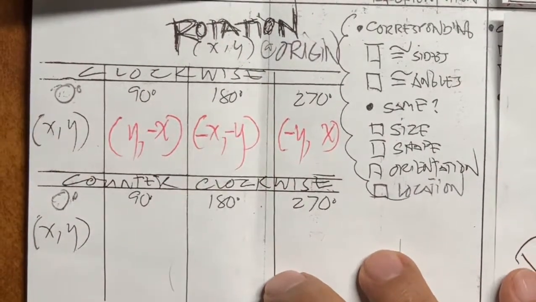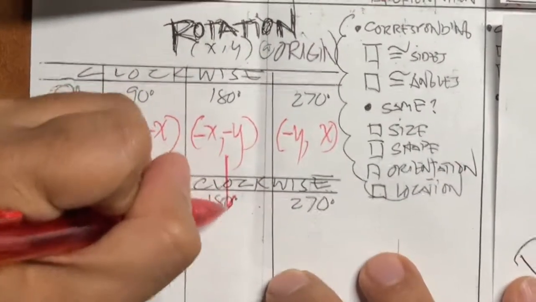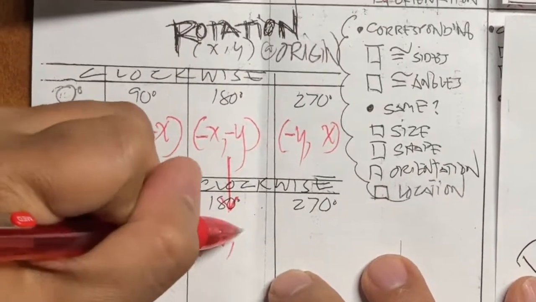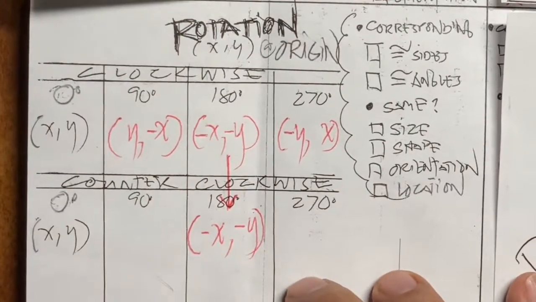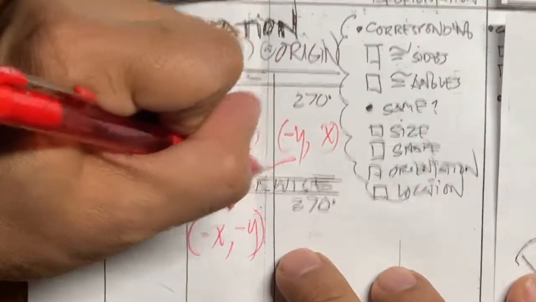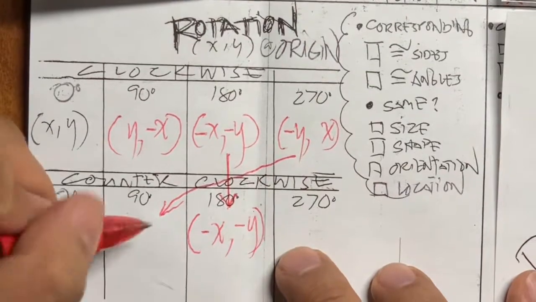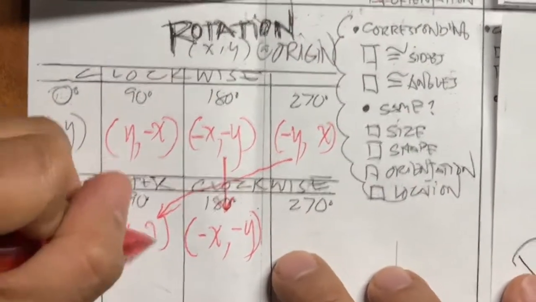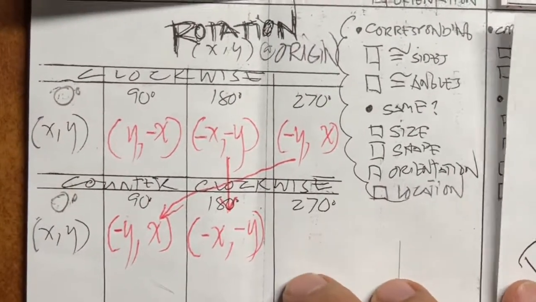Clockwise direction. For counterclockwise direction, take note that 180 degrees is the same whether you do clockwise or counterclockwise. So simply the negative of the X and the Y. For 90-degree counterclockwise, it's the same as 270 degrees clockwise. So that means you switch places. The Y goes first, the X goes next, but the Y will be the opposite or the negative.